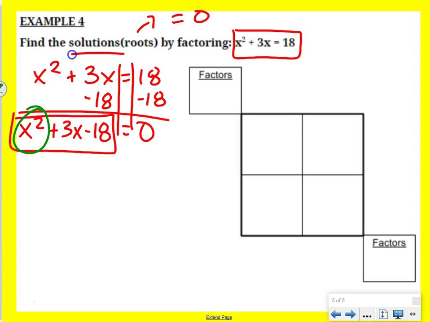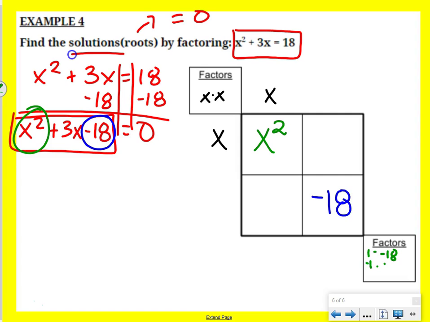X squared goes in the first box. And then our whole number, negative 18, goes in the last box. So we need those factors. Factors of x squared is x times x. So we're going to put an x here and an x there. Now factors of negative 18 would be 1 and negative 18, or negative 1 and positive 18. We could have 2 and negative 9, or negative 2 and positive 9, or we could have 3 and negative 6, or negative 3 and positive 6.